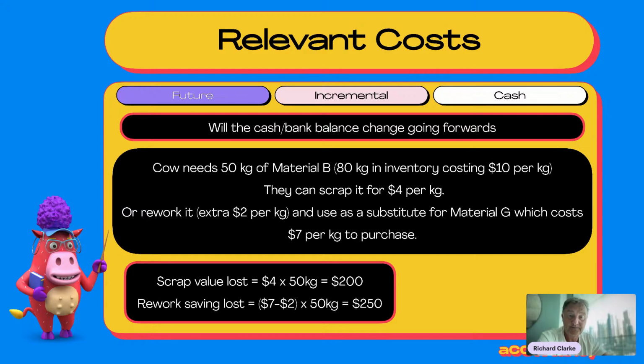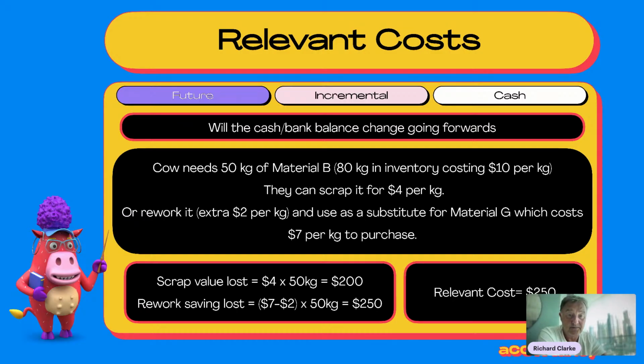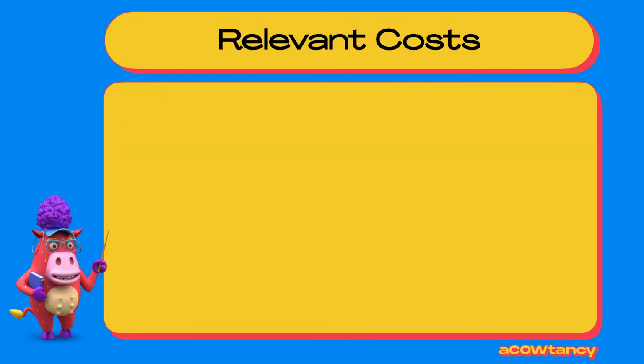But actually, by substituting it for G, I've lost a saving, because G costs $7 per kilo to purchase, but what I could do is just use B and change it for the cost of $2. So I'm saving $5 a kilo by having this material B, and I'm going to lose that by using it on my own project. So 5 times 50 is 250. So the relevant cost to me is the higher of those two. The relevant cost would be 250. Okay, don't worry if you think, oh, that's a bit trickier, Richard, than you said. It is, but we're going to do a couple more of them, so we'll be fine.